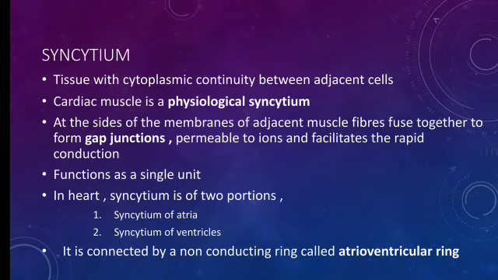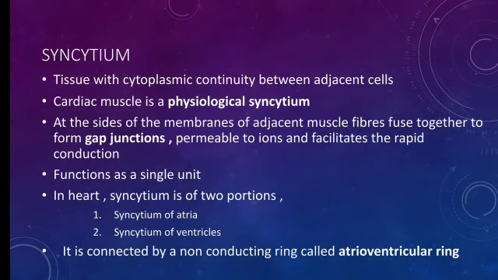And syncytium. What does syncytium mean? As of now, we know that a syncytium is a cytoplasmic continuity between adjacent cells. But we cannot say the cardiac muscle is a true syncytium; it is a physiological syncytium. How do we say that? At the sides of the membrane, the adjacent muscle fibers fuse together, forming a gap junction. As we know, the gap junction is permeable to ions, right? And as the gap junction is permeable to ions, it facilitates rapid conduction, and here it functions as a single unit.